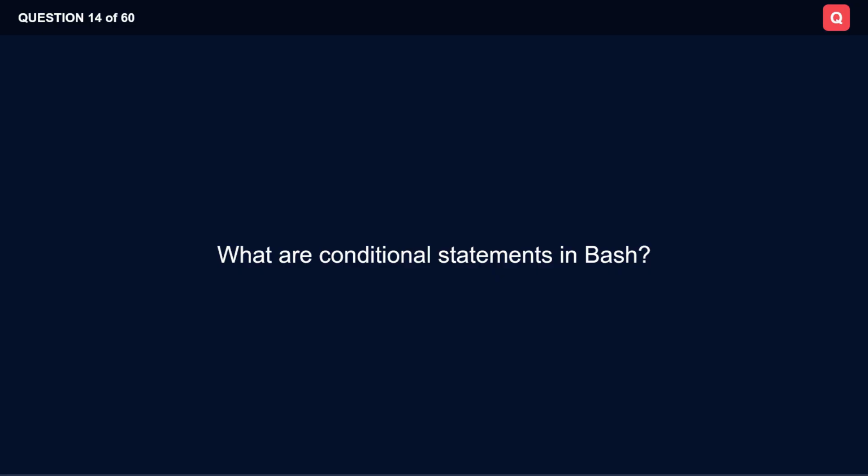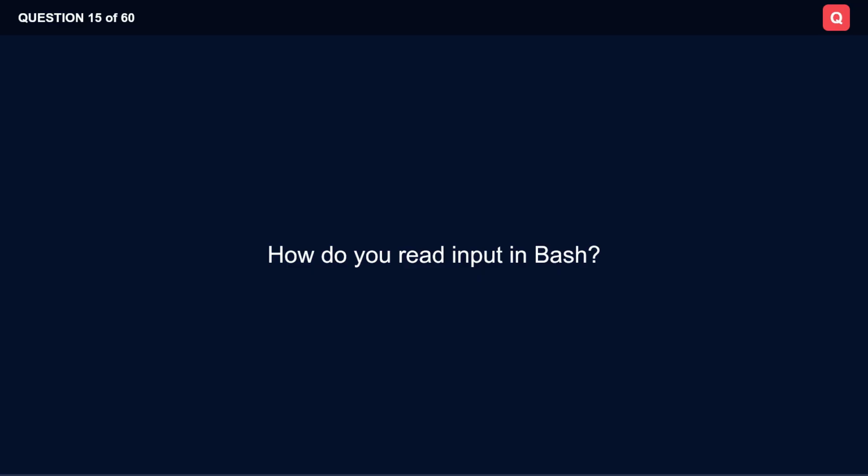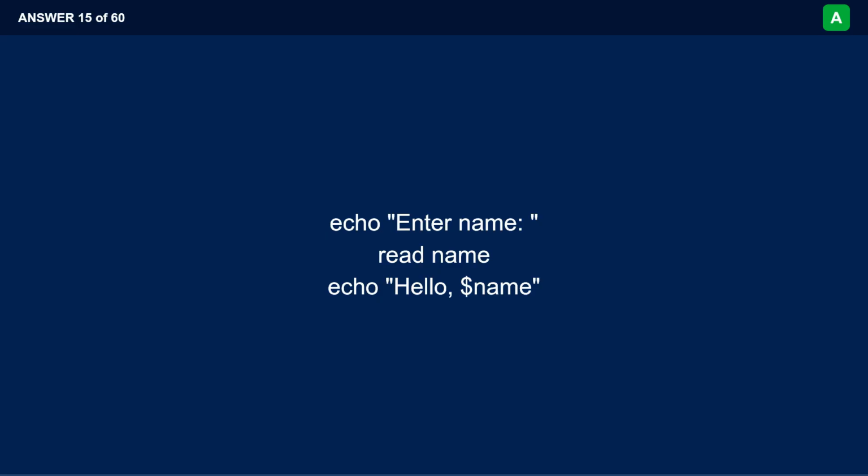What are conditional statements in Bash? If-else statements execute different code based on conditions. If [ $USER == root ]; then echo "Admin access"; else echo "User access"; fi. How do you read input in Bash? echo "Enter name"; read name; echo "Hello $name".